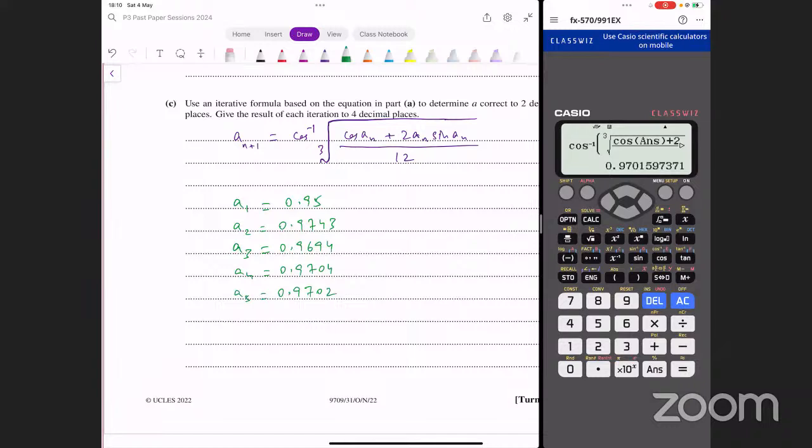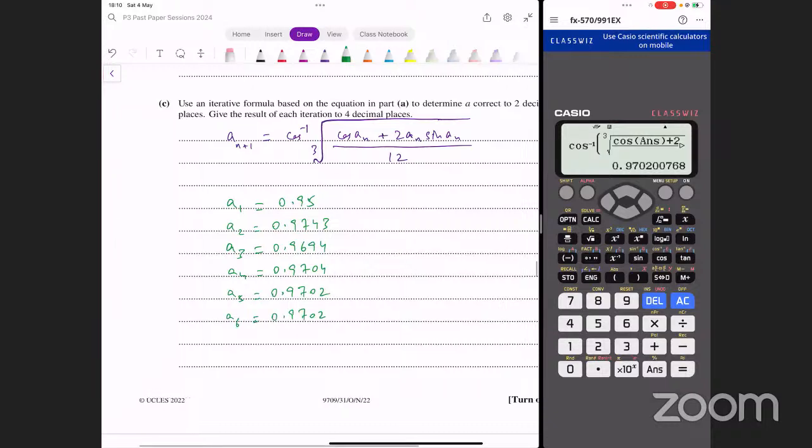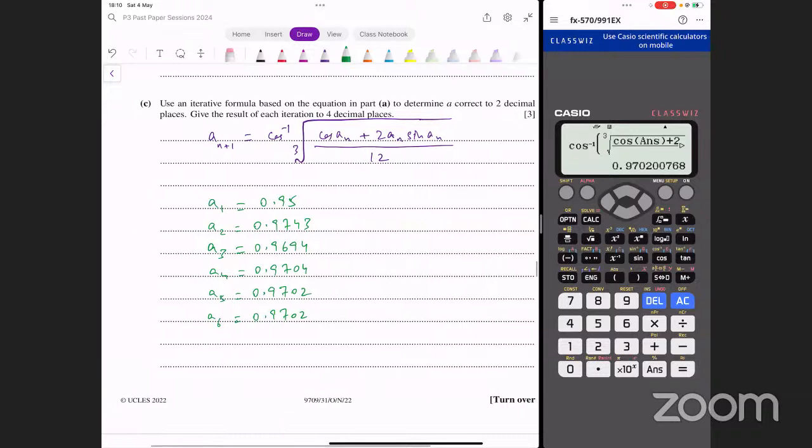This is what we get. And then let's do it once more, although it's fairly stable now. A6 also becomes 0.9702. Your final answer has to be correct to 2 decimal places. So you say A equals 0.97. And that is your final result to 2 decimal places. That's how you would calculate this. Make sense? That's the value of A that we get, 0.97.